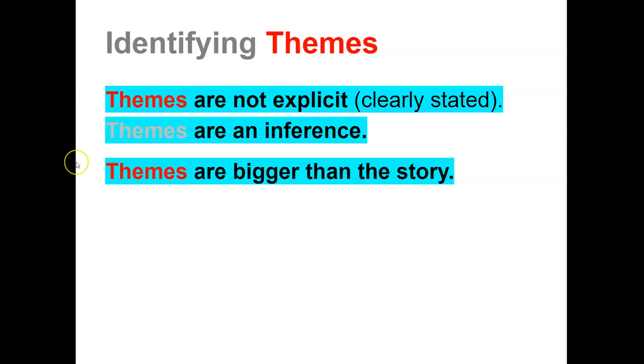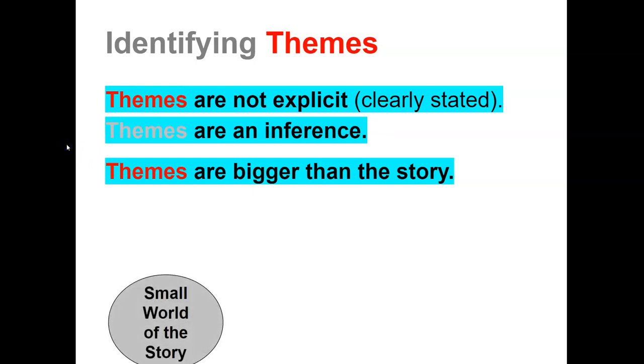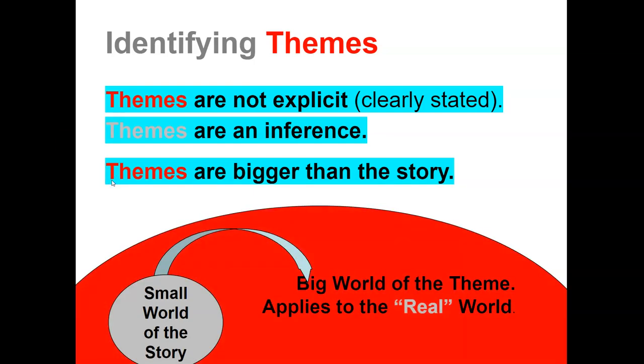This third one is really important. Themes are bigger than the story. So let's talk about what that means. You have the small world of the story. So we have specific characters and specific things that happen in that story. And then you have the big world or the real world. When you're trying to come up with the theme of a story, you have to think outside of the small world of the story and think about a lesson that could be taught in the real world, okay? So when you're trying to come up with a theme, you're trying to figure out a lesson that could apply to anybody in the real world.